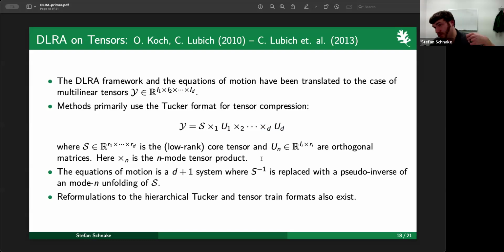And then you can essentially repeat all this just like we did for the equations of motion for the low rank matrix case to the Tucker tensor case, where you have a D+1 system of equations of motion where S inverse is replaced with a pseudo inverse of the n-mode unfolding of the tensor S. I will also note, so that's in this paper right here. I'll also note that later they did reformulation of the dynamic low rank in both hierarchical Tucker formats and tensor train or matrix product state formats. So while not as clean as the Tucker case, they do exist if you want to look those up.